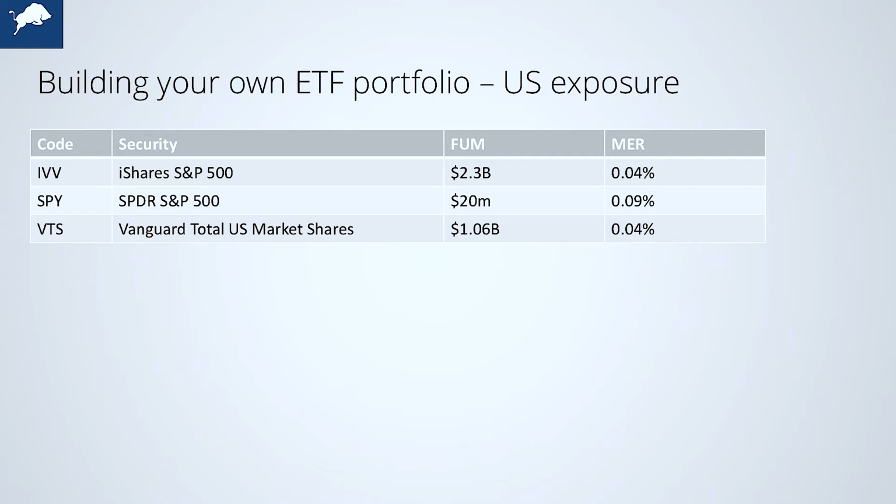So iShares S&P 500, if you are building out your portfolio to match that MSCI All World ex-Australia, you'd have 60% of the portfolio invested in that particular ETF.